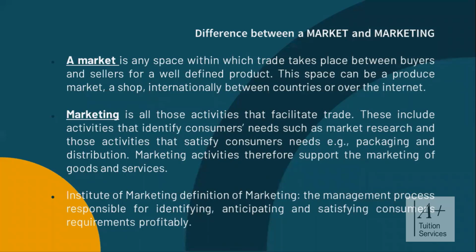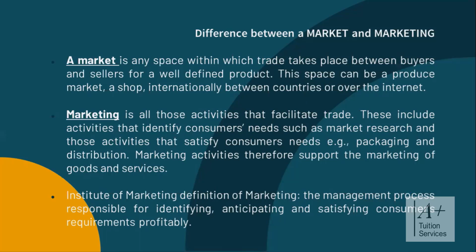When we start with marketing, the first thing we need to differentiate is the two concepts, market and marketing. Now, a market, as you will see in module 1 of POB, is any space within which trade takes place between buyers and sellers. Remember, in module 1, we defined a market as a place where buyers and sellers meet to exchange. This space can be a produce market, a shop, international between countries, or over the internet.